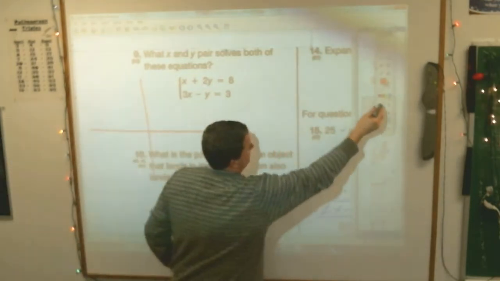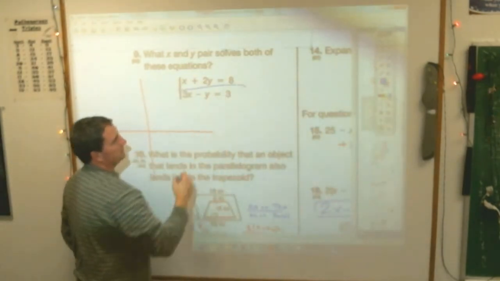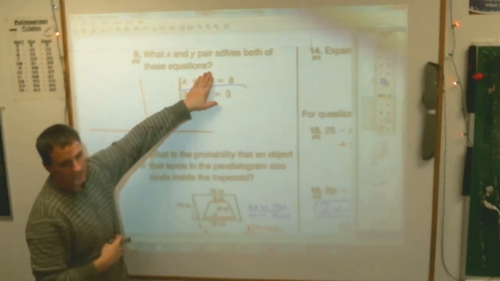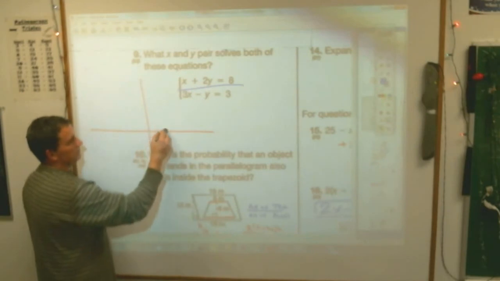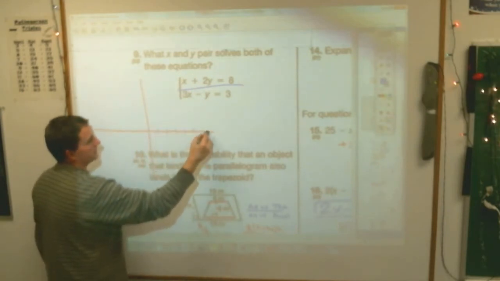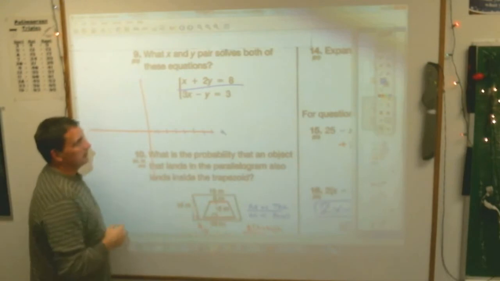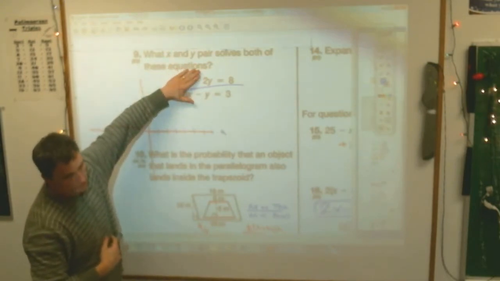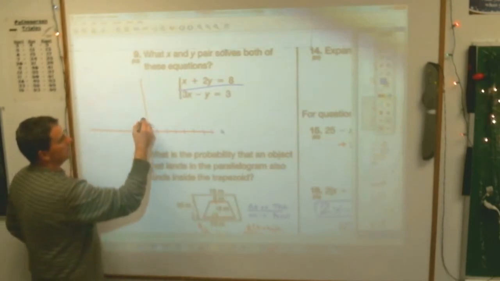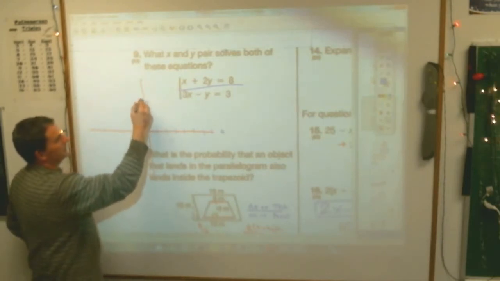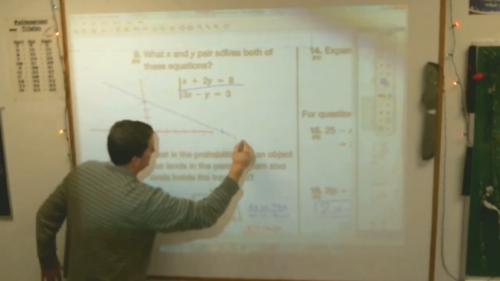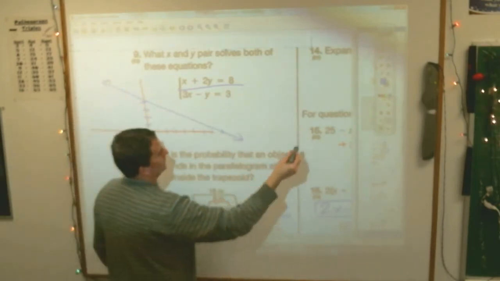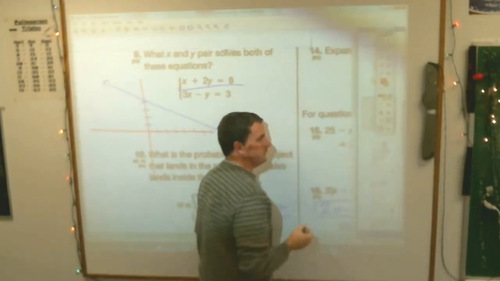Looks like this. This one here, cover up the y, crosses the x-axis at 8. 1, 2, 3, 4, 5, 6, 7, 8. Crosses the y-axis at 4, because 2 times 4 is 8. 1, 2, 3, 4. Connect the dots. We have now graphed one line. We then graph the other one, and I will tell you if you made a mistake, it's probably here.